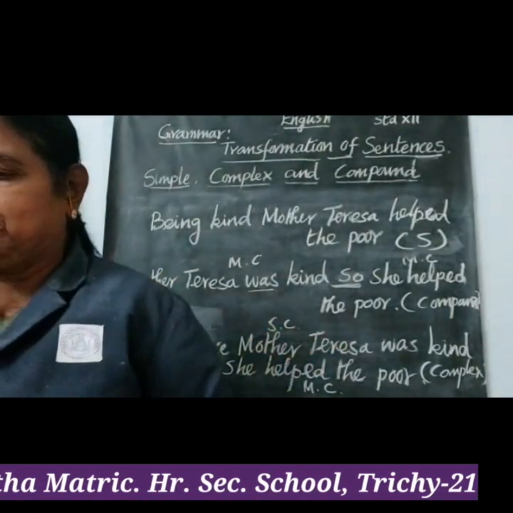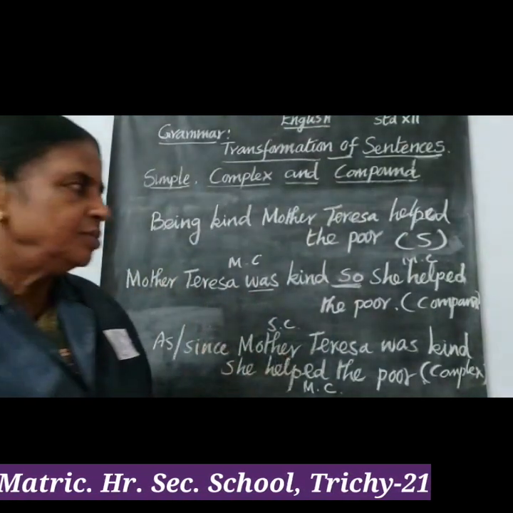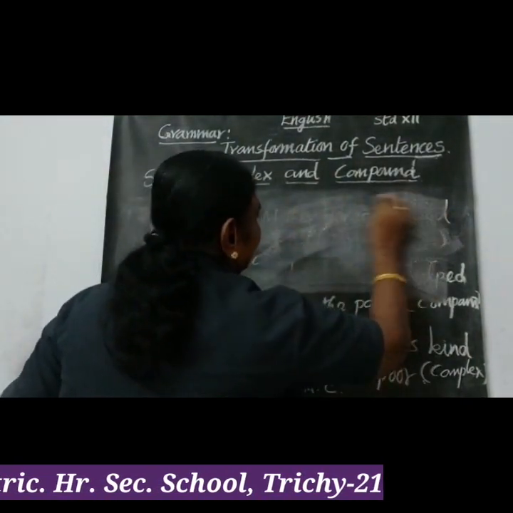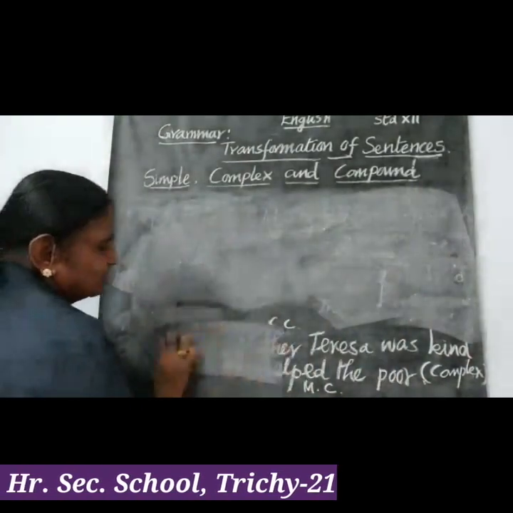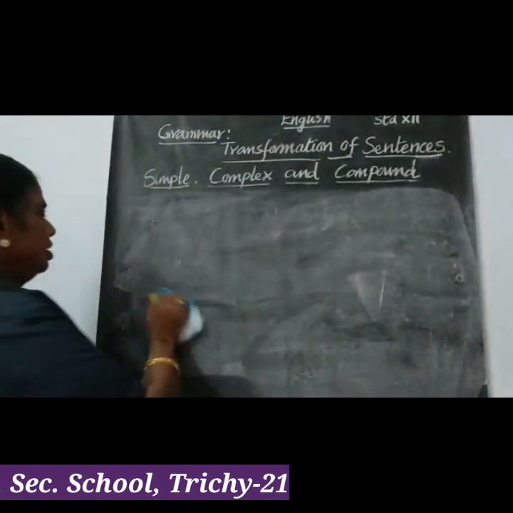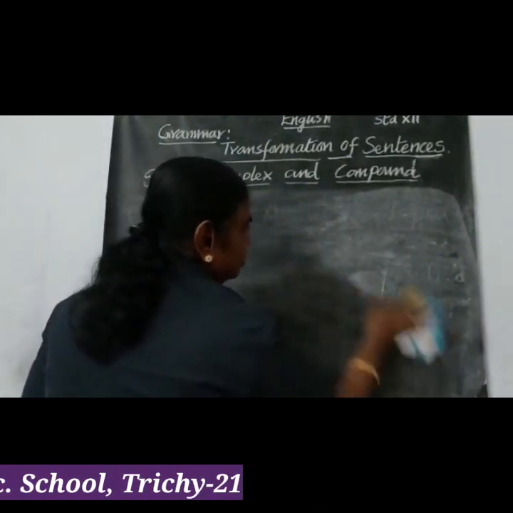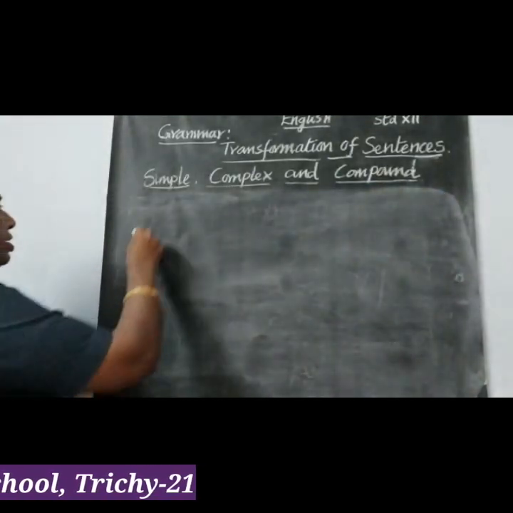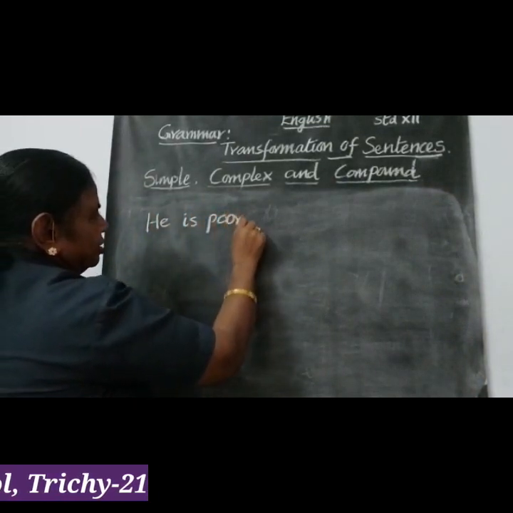Now I can give you some other examples too. He was poor, so he couldn't buy. Or I just take it as "is": he is poor, he cannot buy a car. So if I want to say he is poor, but he cannot buy a car, let me take this example: he is poor, he cannot buy a car.